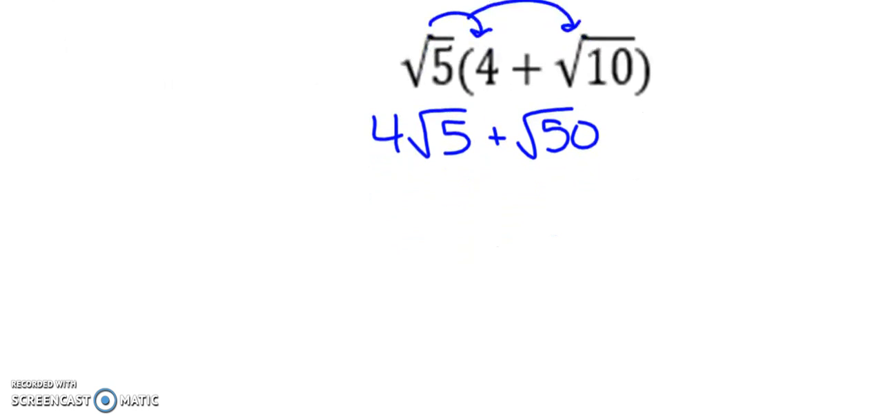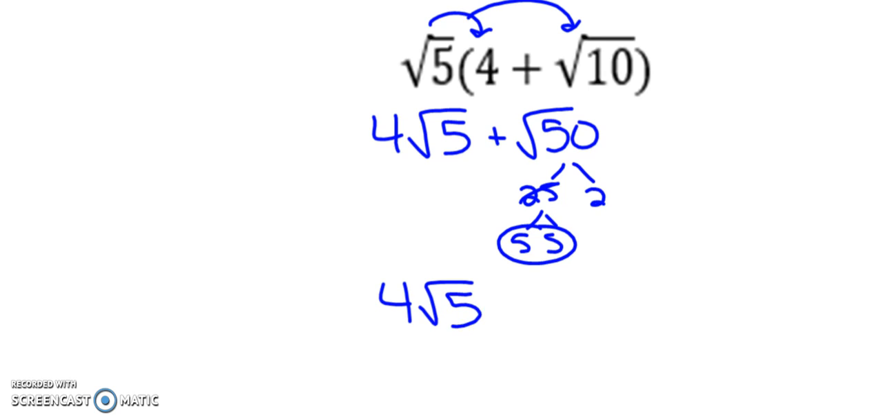Now that we've distributed, we can simplify. The square root of 5 doesn't simplify, but 50 does. And again, I know I'm circling pairs because it's a square root. So my answer, I have 4 times the square root of 5, doesn't change, doesn't simplify down, plus 5 times the square root of 2.